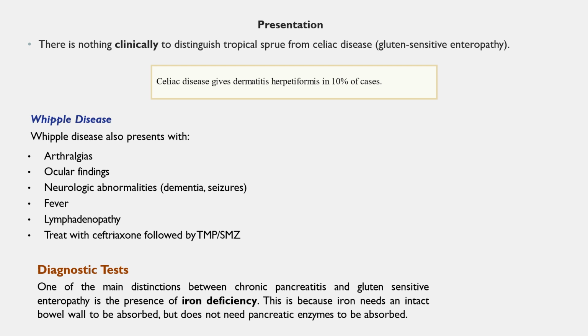Celiac disease gives dermatitis herpetiformis in 10% of the cases. And this is a clinical tip. So, let's repeat, celiac disease gives so-called dermatitis herpetiformis in 10% of the cases.